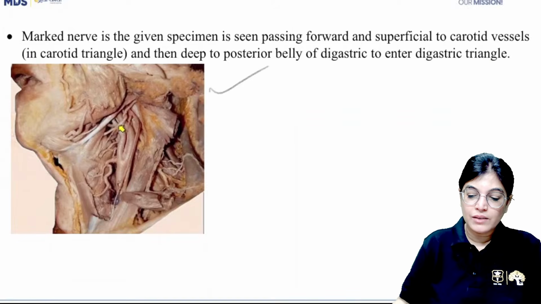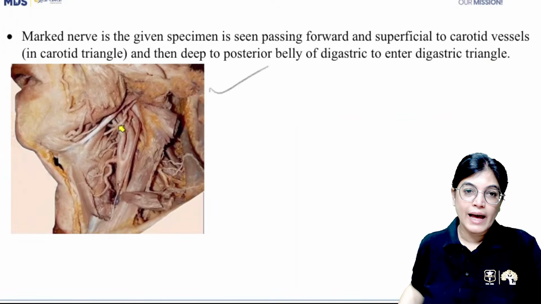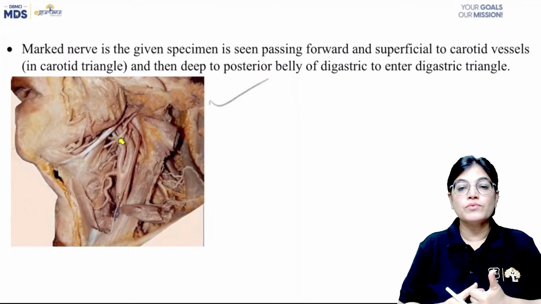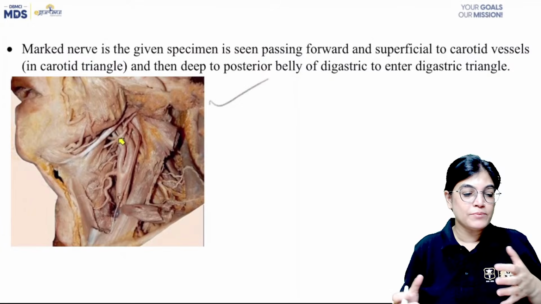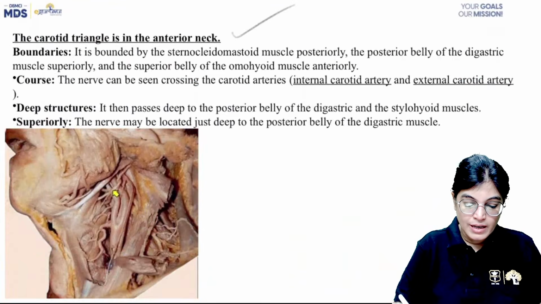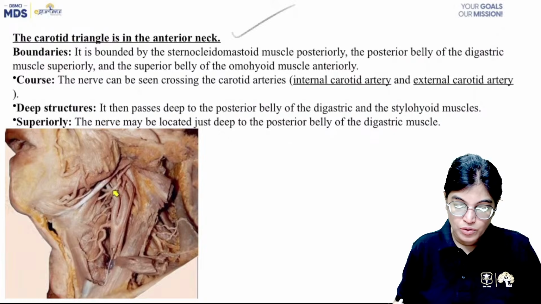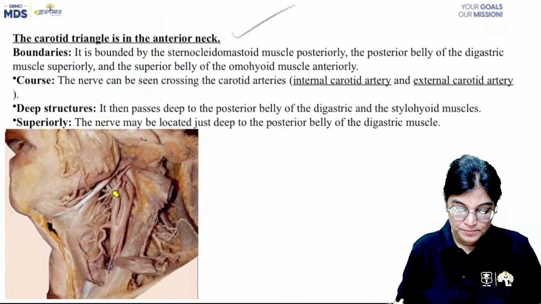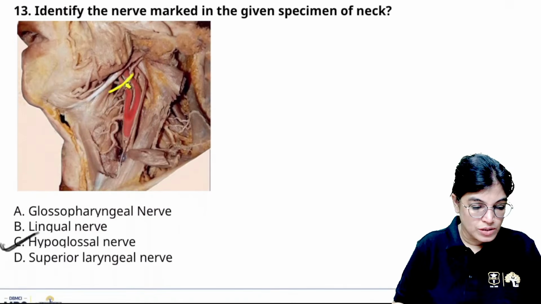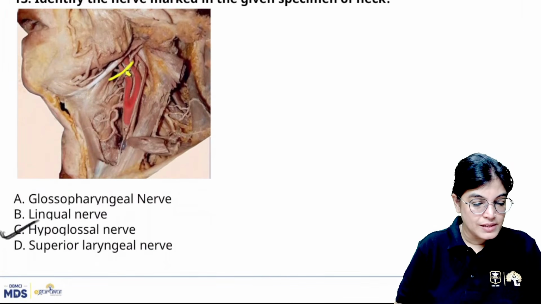The marked nerve in the specimen is in the carotid triangle region, passing forward superficial to the carotid vessel and deep to the posterior belly of digastric. So the marked structure is hypoglossal nerve. So we have marked it right. If anybody has given the right answer, yes, a few students have given the right answer, very good.